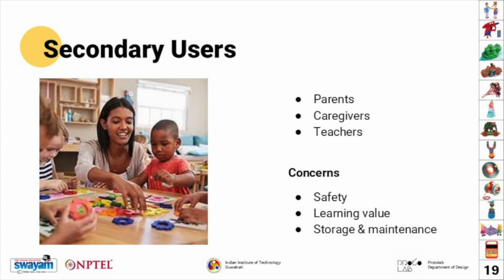Practical concerns also matter here. Where will the toy be stored? How easy is it to clean or manage? How much does it cost? A toy that excites the child but irritates the adult will slowly disappear. It may be lost, kept away, or saved for later. Designing for secondary users is about permission and longevity. A good toy earns adult trust without sacrificing child joy.